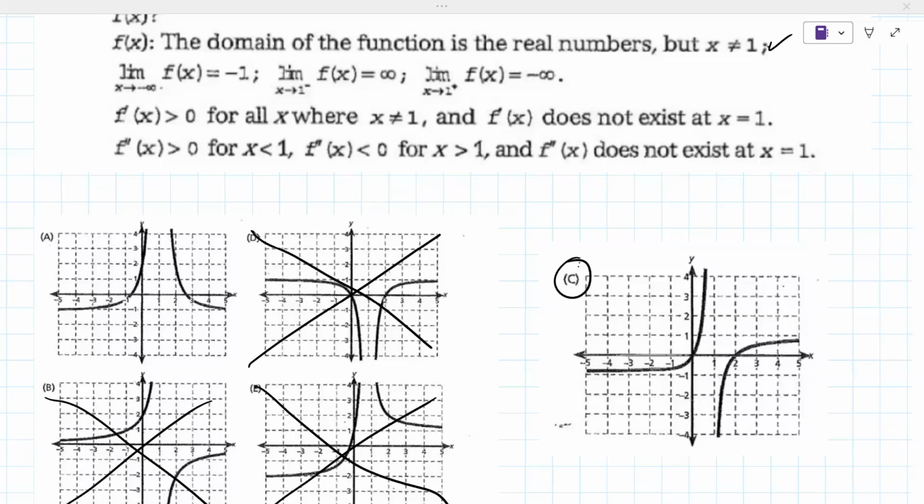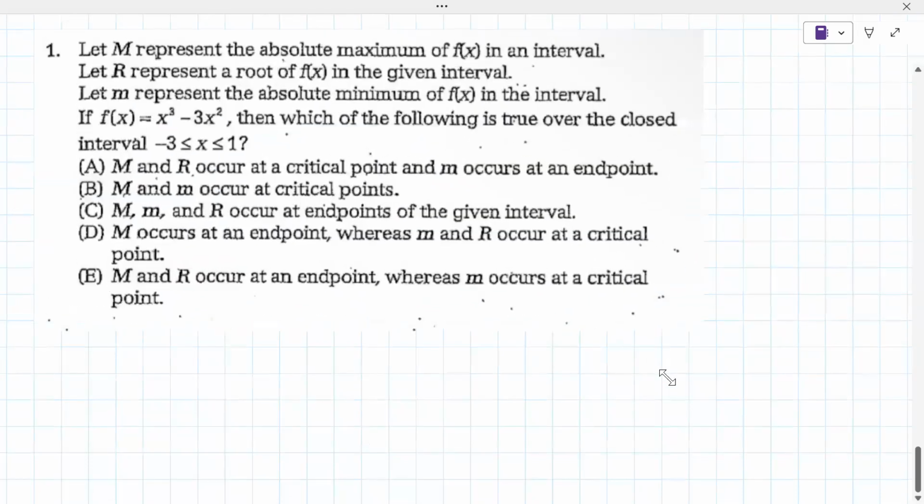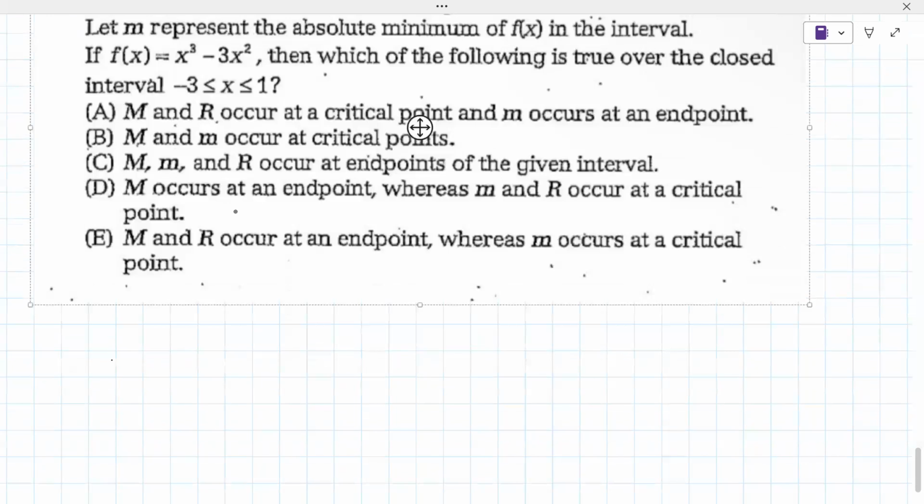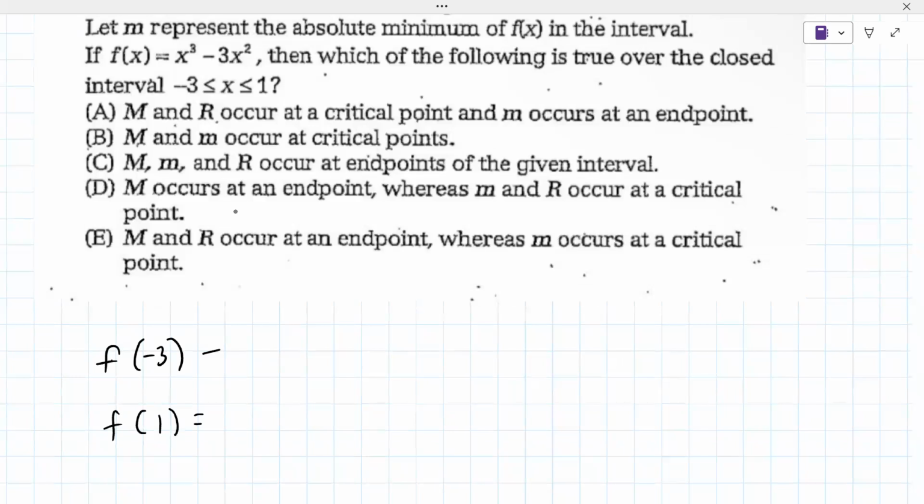All right, number one. Let M represent the absolute maximum of f of x in an interval. Let R represent a root of f of x in the given interval. Let little m represent the absolute minimum of f of x in the interval. If f of x equals x cubed minus 3x squared, which of the following is true over the closed interval -3 to 1? So we're going to do this a little differently. I want you to find f of -3 and then f of 1 for us, please.